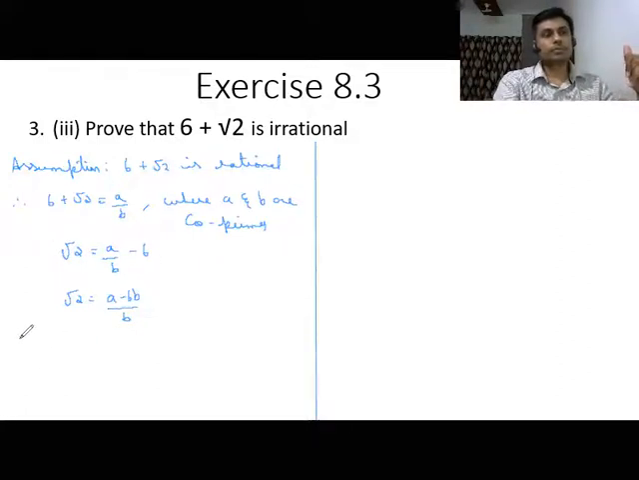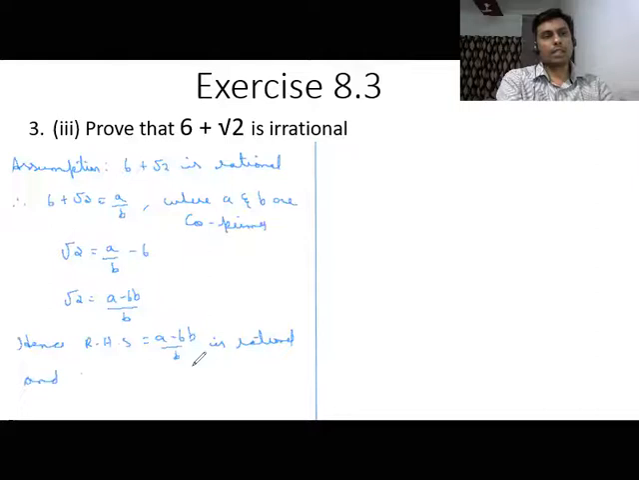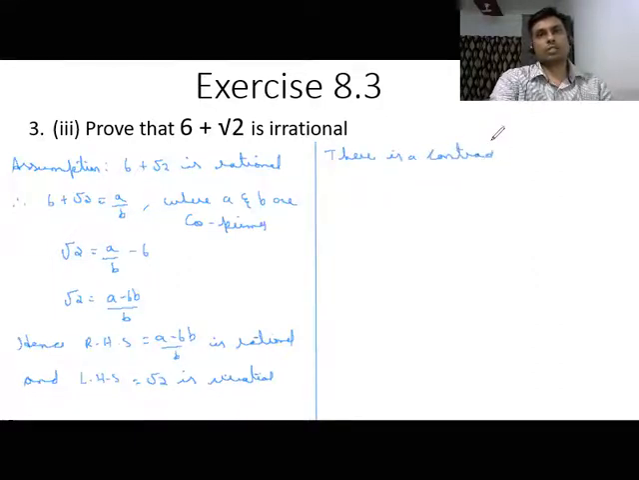Continue. Hence, RHS is equal to a minus 6b by b is rational, and LHS is equal to root 2 is irrational. There is a contradiction since LHS not equal to RHS.